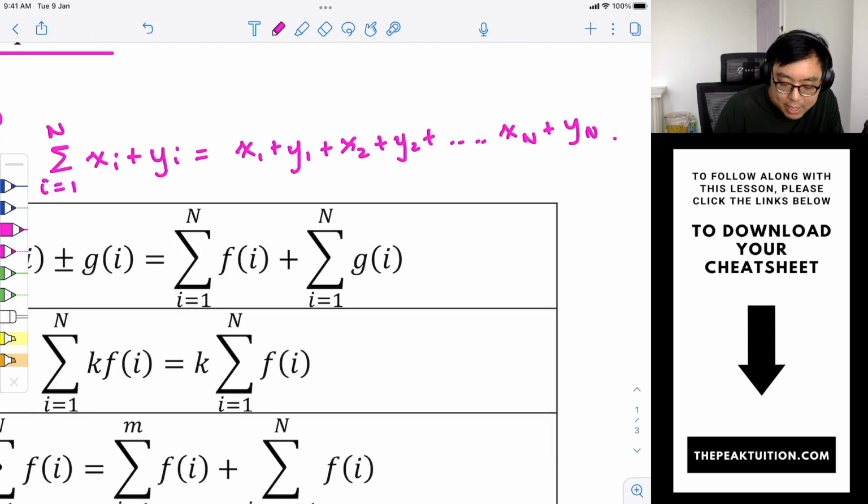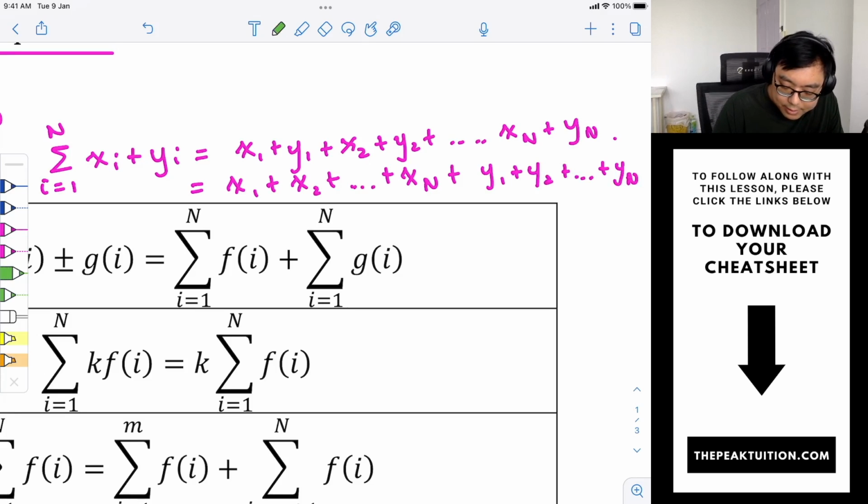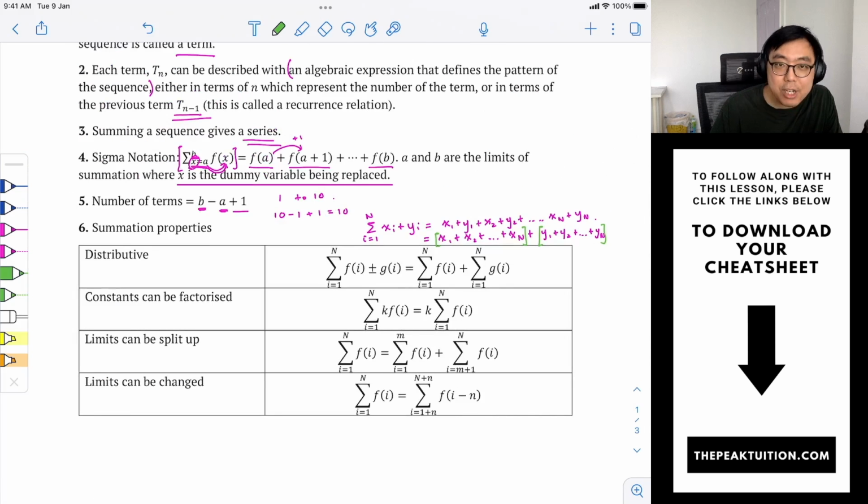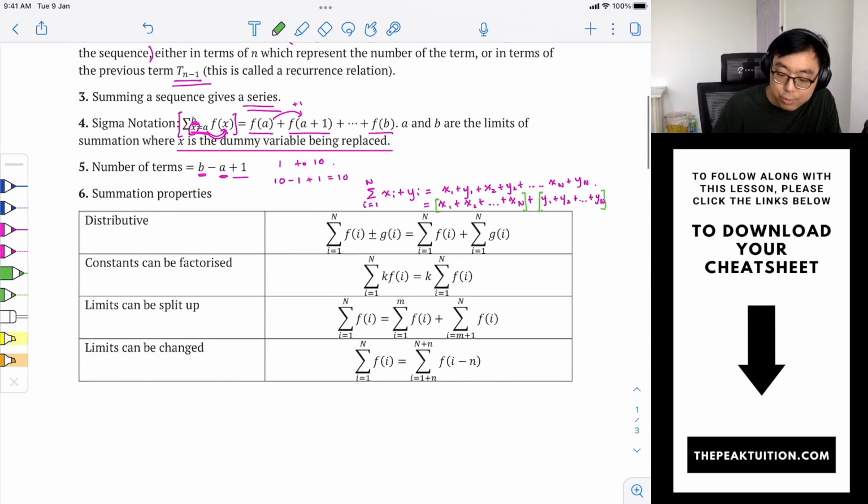We can regroup them to give us x1 plus x2 plus until xn, then plus the same thing for y1 plus y2 until yn. Then we notice that this is basically one summation on its own, and this is another summation on its own. And this is why a summation, a sigma notation, can be distributive.